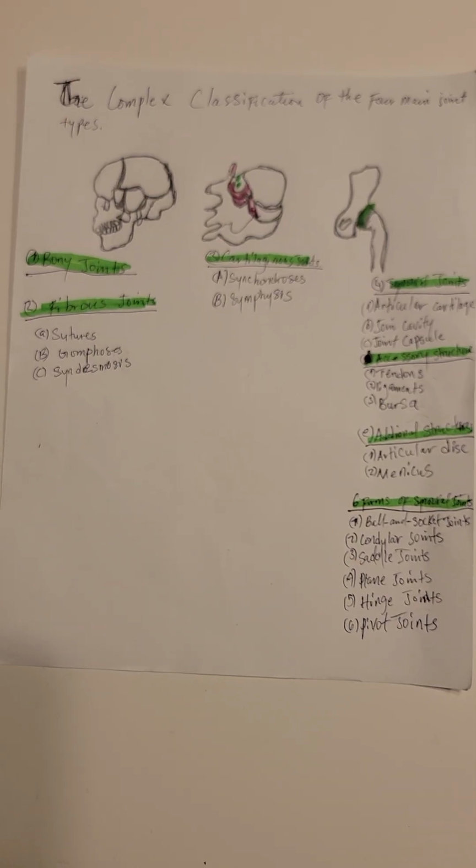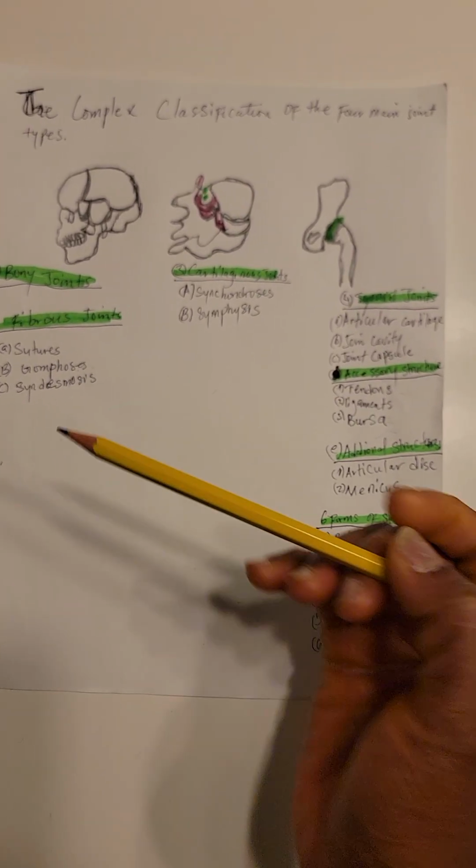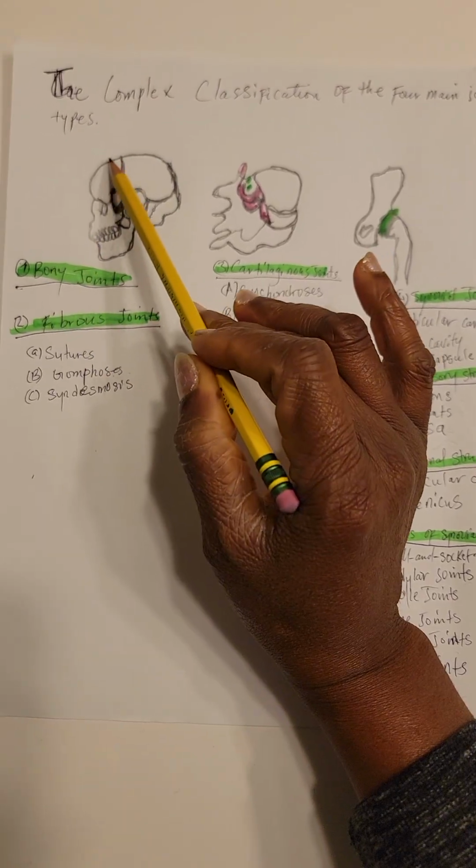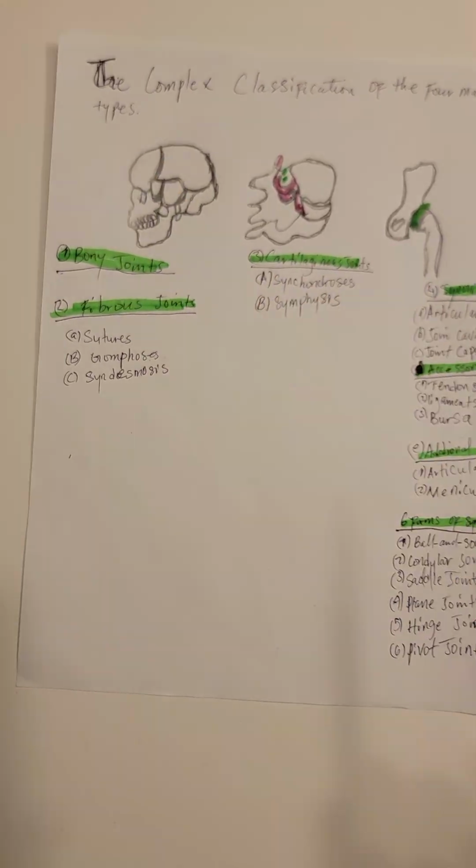Example of this is the mandible and the frontal. The mandible bone is formed here, this bone, and this is the frontal bone right here.